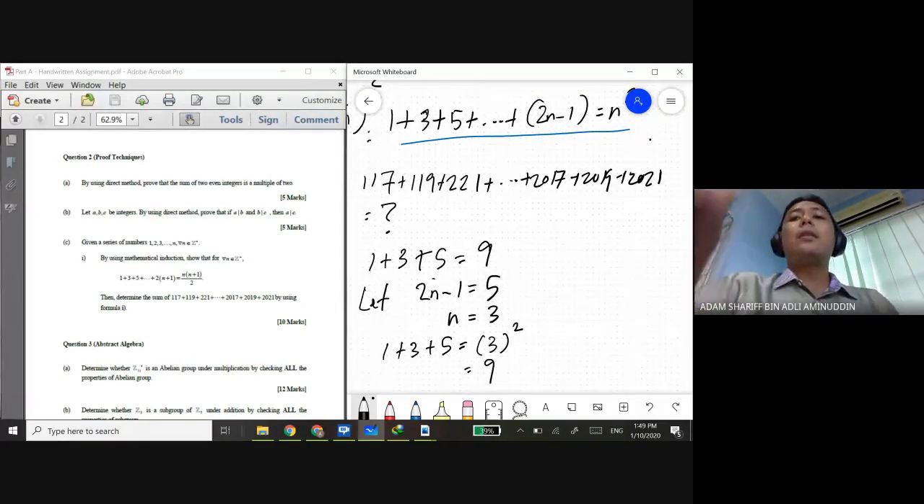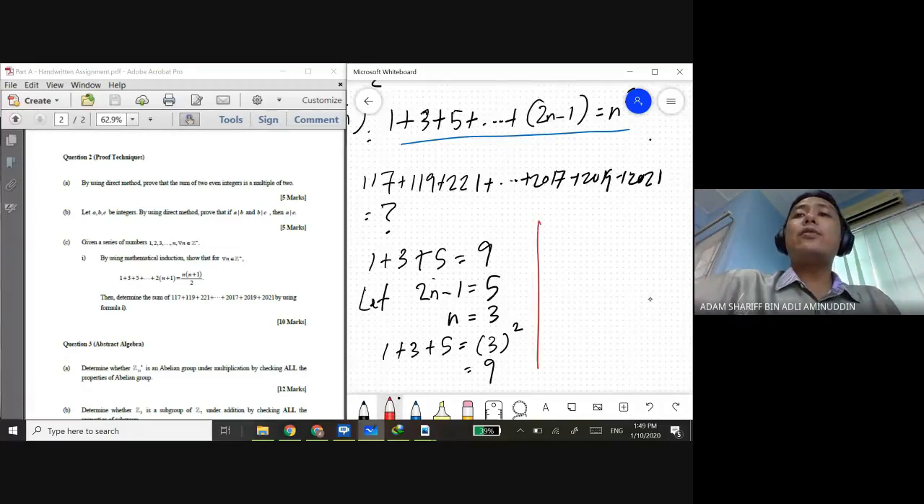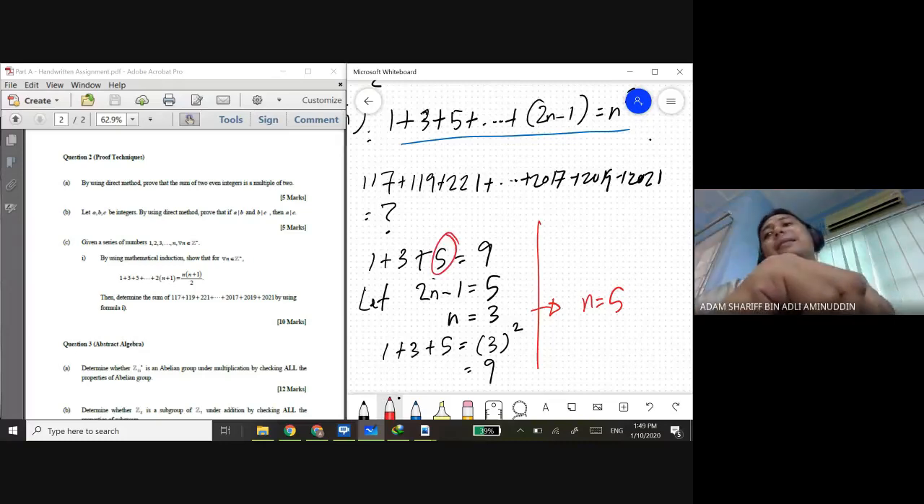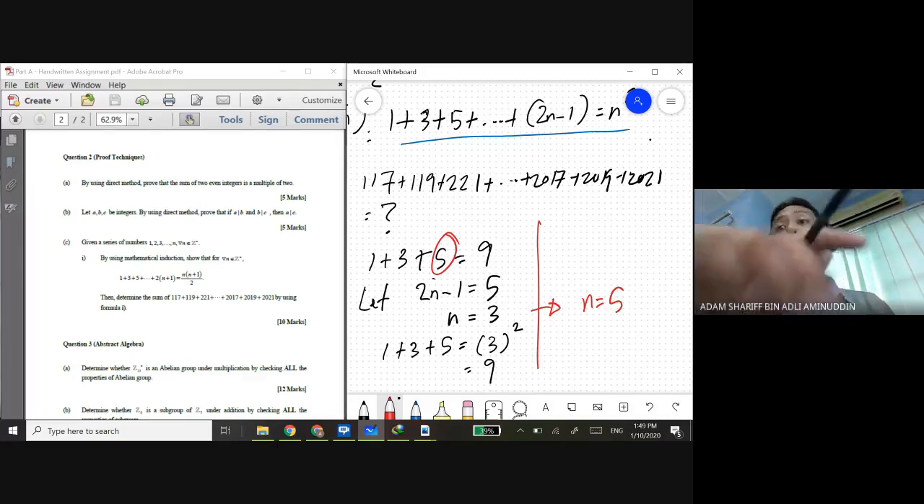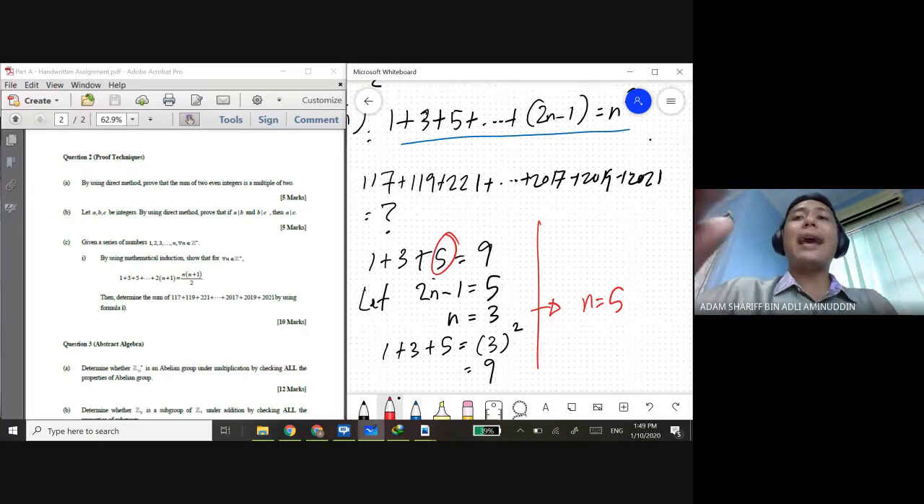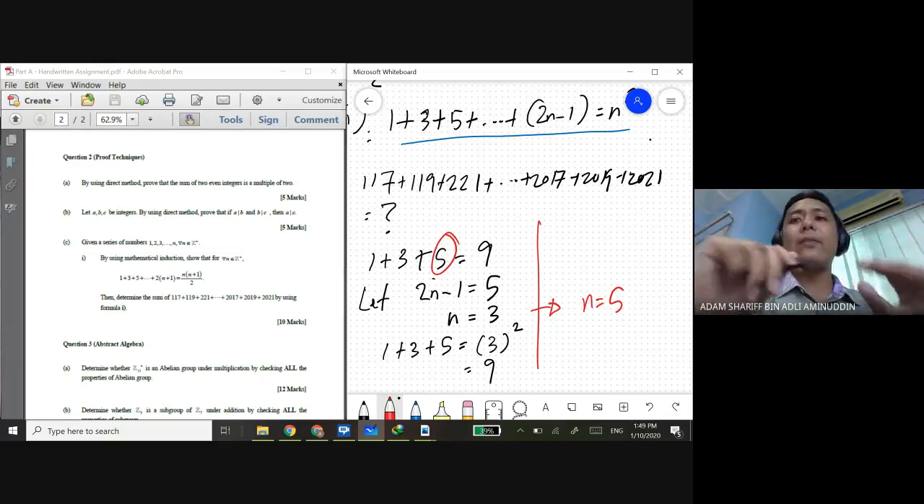Okay. The common mistake that my students do is that they use this n instead of 3. Dia ambil n equals to 5. Dia ambil nombor belakang ni. If you take the last digit and you assume that to be the value of n, then you will be wrong. Because the n here represents the order of the element. Element yang ketiga, the third element, not the value itself.